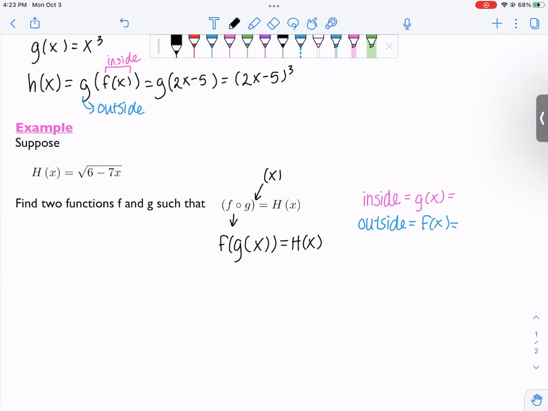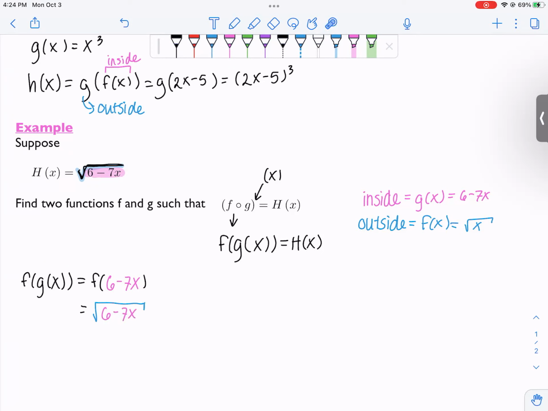Looking at this function here, on the very outside of this function, we have a square root of stuff. We're taking the square root of 6 minus 7x. So this outside function is really just the square root portion of it. It's going to be the square root of x. It's like thinking about it as the square root of stuff, but instead of stuff, we put x. For the inside function, that's just whatever's inside here. So 6 minus 7x. That's on the inside of the function. So if we compose these, if we do f of g of x, g of x is 6 minus 7x. So plugging 6 minus 7x into the function square root of x, I get the square root of 6 minus 7x, which is exactly what h of x was.